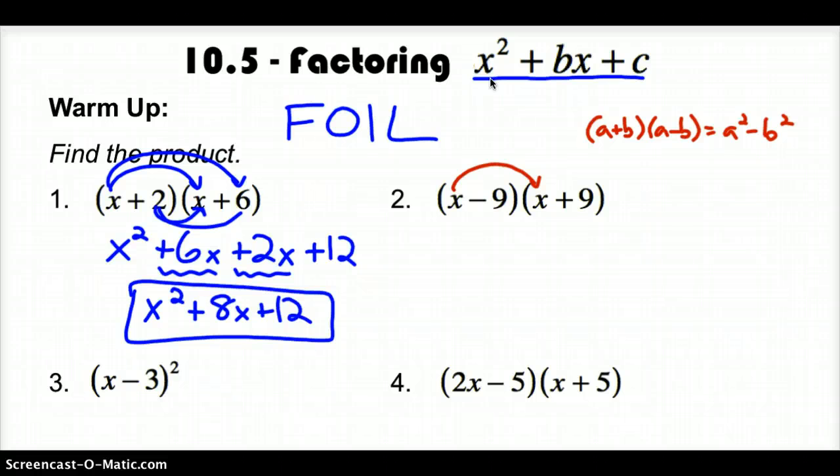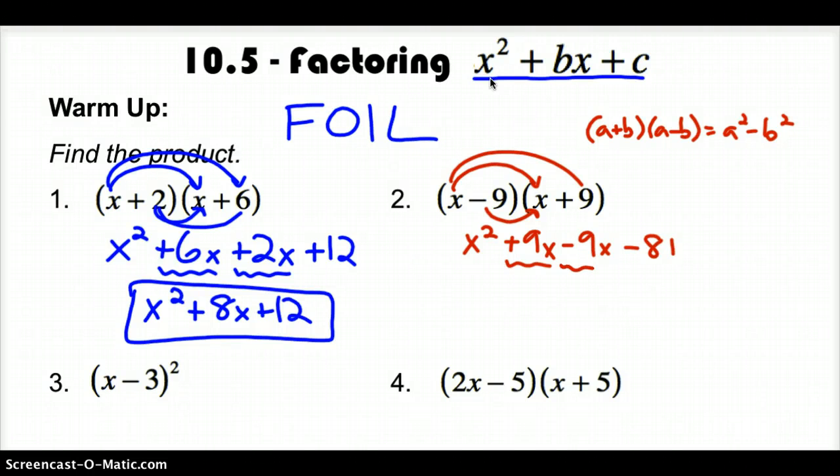First times first gives us x squared. We'll do the outsides to get a positive 9x. We'll do the insides: negative 9 times x is negative 9x. And last times last, negative 9 times positive 9 is negative 81. Then we combine the like terms in the middle: a positive 9x plus a negative 9x will just cancel out. So my final simplified answer is x squared minus 81. So it's a binomial, but it's quadratic, because it has an x squared term.